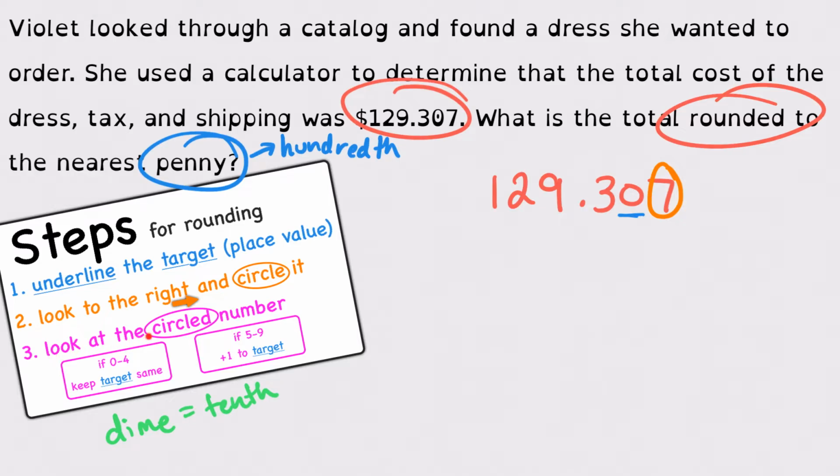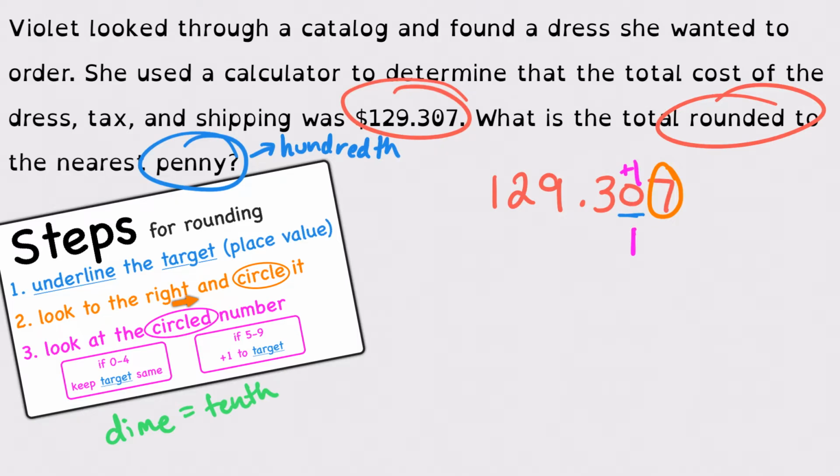Step 3, look at the circled number. So I'm looking at the circled number. If it's between 0 and 4, and it's not, so I'm going to skip to this part. If it's between 5 and 9, it is. We need to add 1 to the target. So this time we'll add 1 to the target. And 1 plus 0 gives us 1.